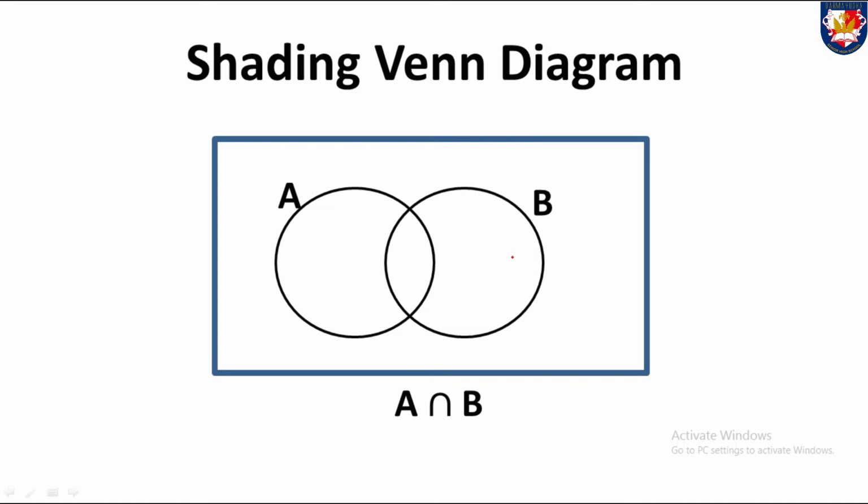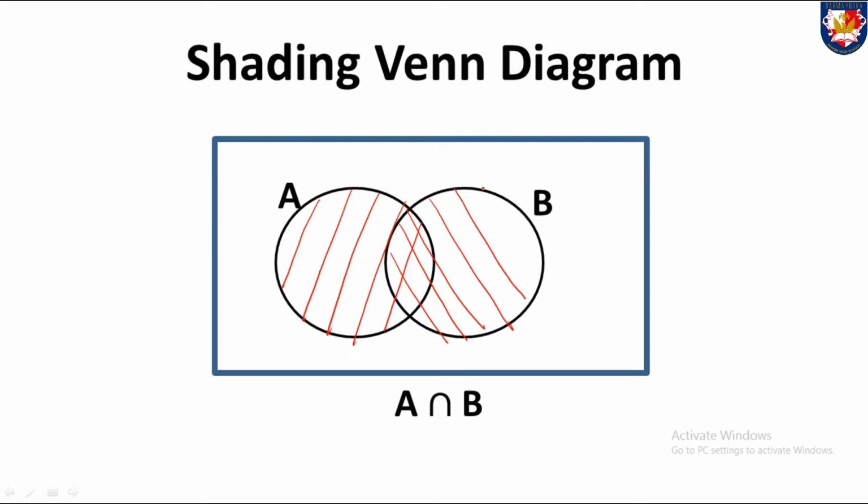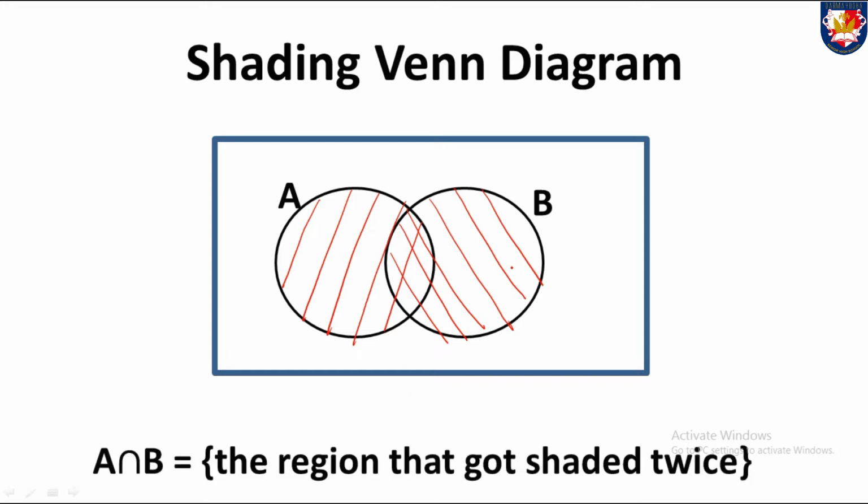How about the intersection? There's a set B and a set A. So there's a set A, shade set A again, and then there's set B, shade set B again. This is shaded for set B. So which region is actually A intersection B? A intersection B is actually the region that got shaded twice. So in this particular set, this is the region or the area that got shaded twice.